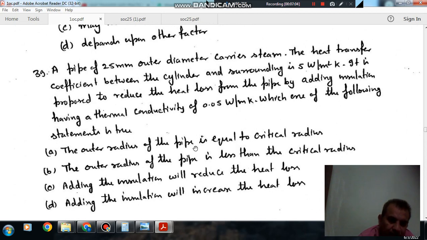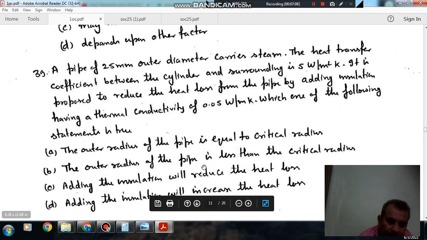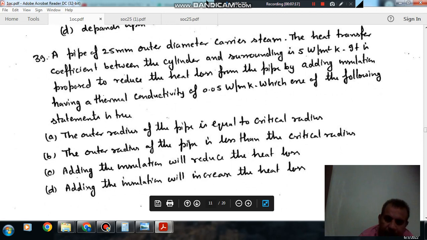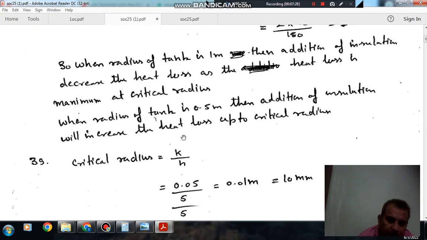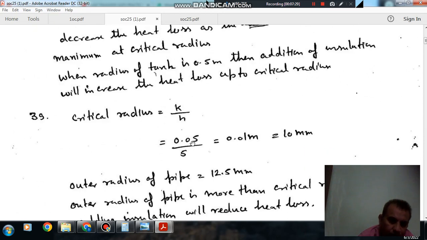Option A, the outer radius of the pipe is equal to the critical radius. Option B, the outer radius of the pipe is less than the critical radius. Option C, adding insulation will reduce heat loss. Option D, adding insulation will increase heat loss. So here h is 5 and the thermal conductivity of insulation is 0.05. We can calculate the critical radius, which will be 0.05 by 5, that is 0.01 meter or 10 mm.